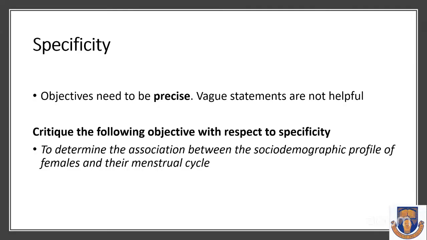So let's critically look at this objective with the lens of specificity. This objective has multiple problems, I can tell you, but let us look at it with the lens of specificity. Somebody writes, I want to determine the association between social demographic profile of females and their menstrual cycle. And I am definite that this objective is not specific. Is there anybody online that wants to unmute their mic and tell me why I am very certain that this objective is not specific? Is there anybody?